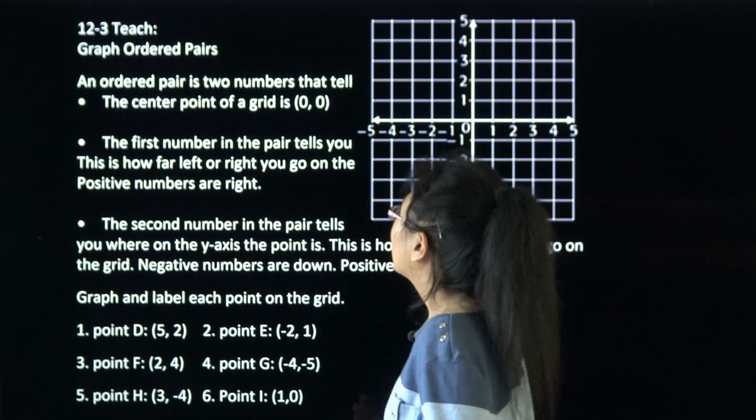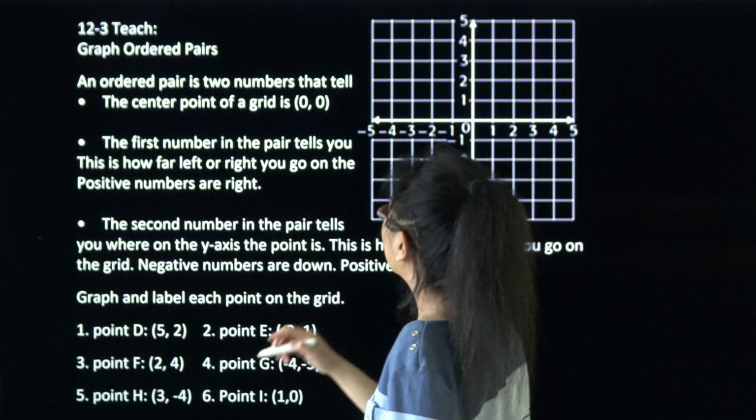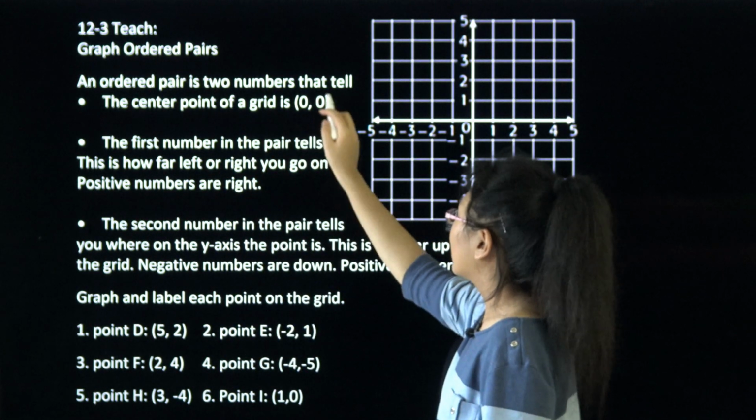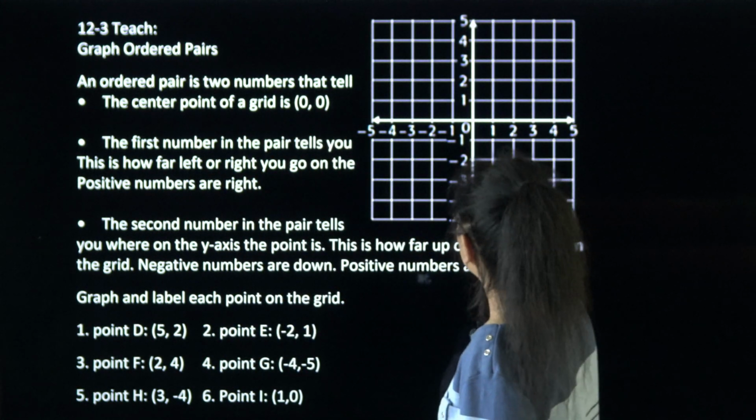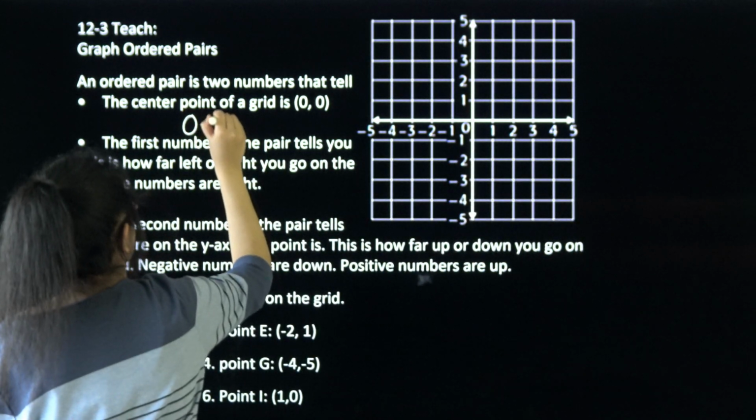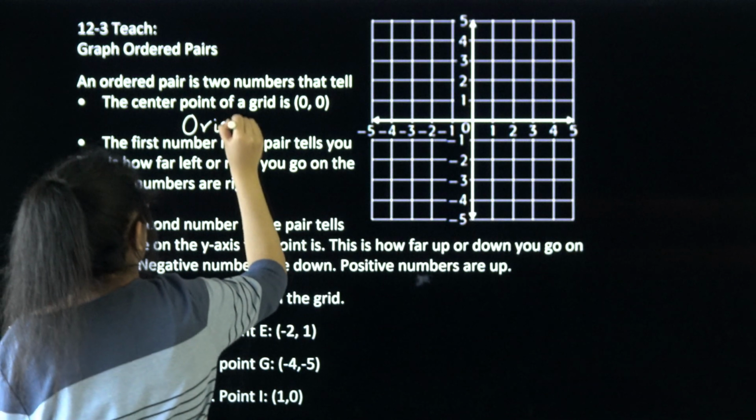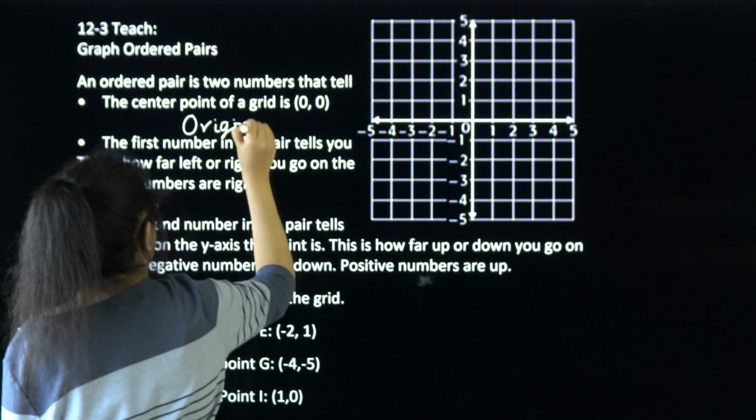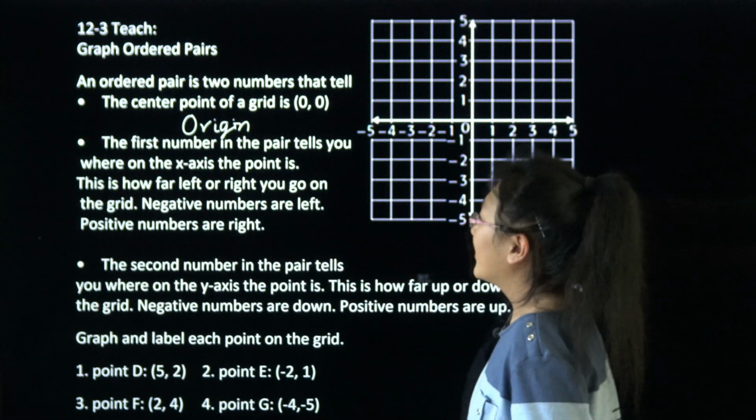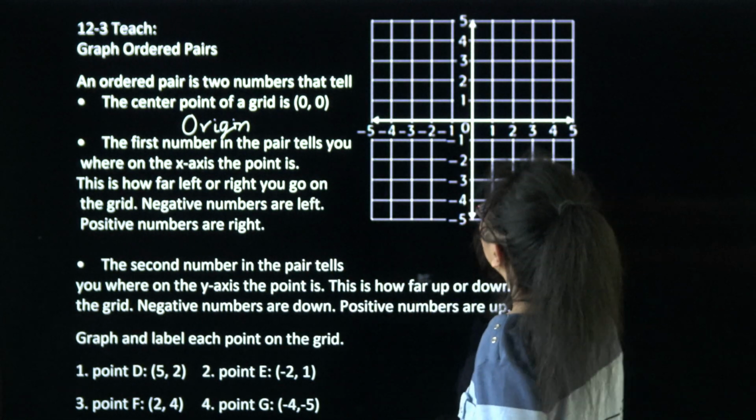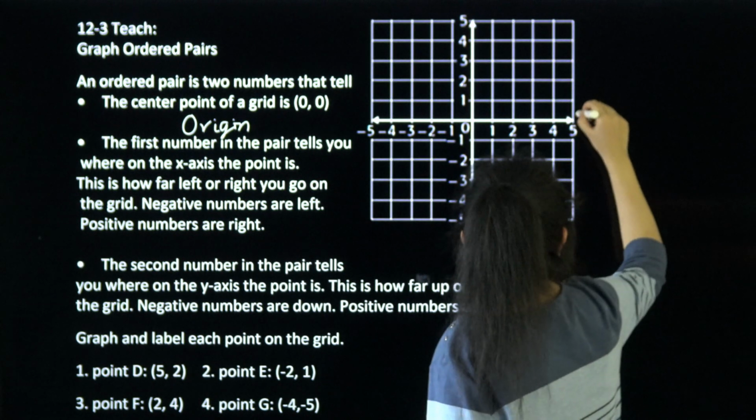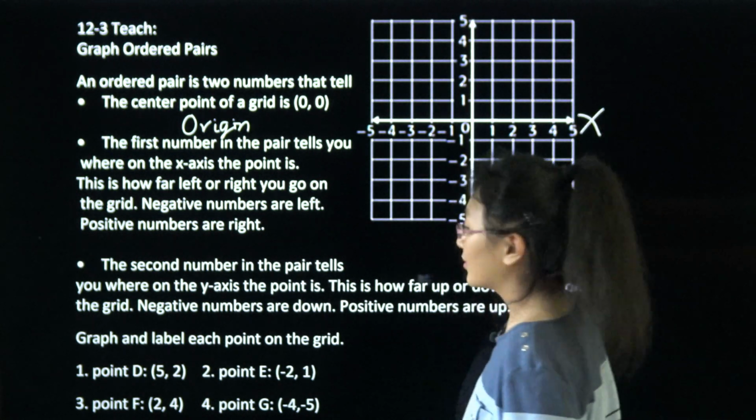Graph ordered pairs. So we know that an ordered pair is two numbers that say, well, first of all, the center point of a grid is 0, 0. So here. This point is also called the origin. Anyhow, the first number in the pair tells you where on the x-axis the point is. Now, the x-axis is the horizontal one. I'm going to label that right now, so yep, that's the x one.